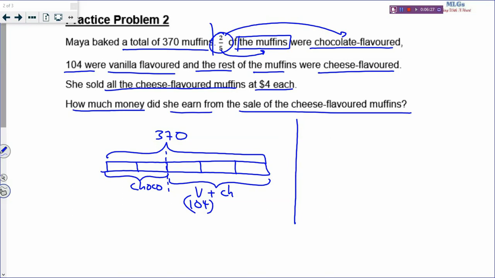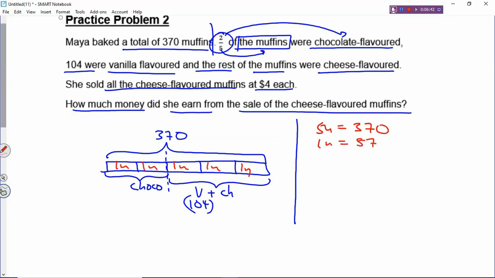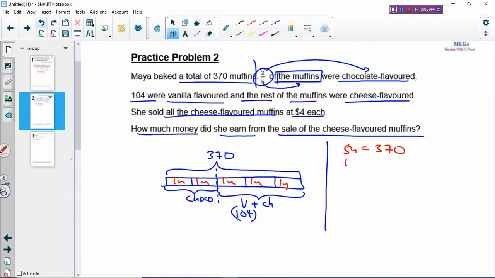And if you look at the model, you can solve already. Because why? All the boxes are called units. So you have 5 units, which is 370. So your 1 unit will be 370 and then divide by 5. So 1 unit is 370 divided by 5. And what do you get? So you will get 74. So your 1 unit is 74.